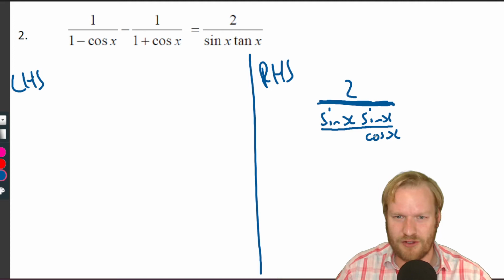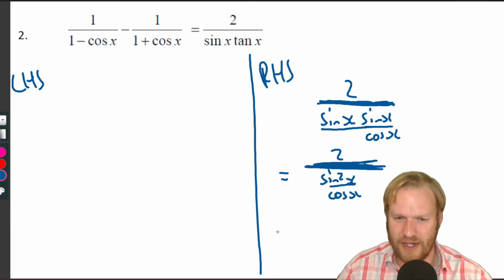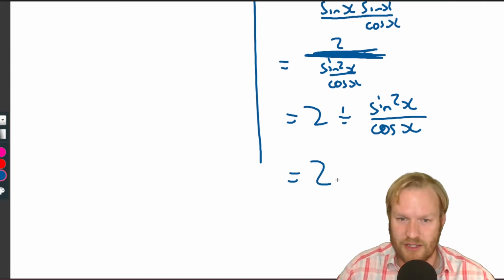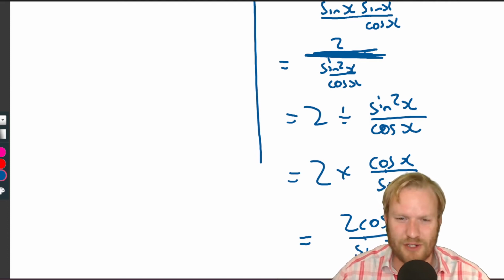These double-decker fractions feel a little bit difficult to deal with. So this is 2 over sine squared x over cos x. Well, if we're dividing, that's 2 divided by sine squared x over cos x. And if we're dividing fractions, we could tip and times. So that's 2 times cos x over sine squared x, which is 2 cos x over sine squared x. And now I feel like we've done as much as we can.